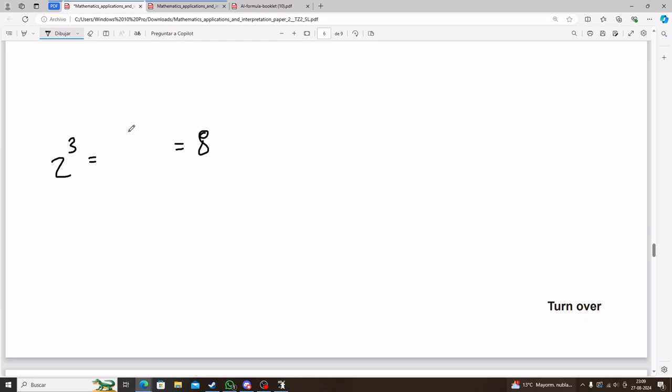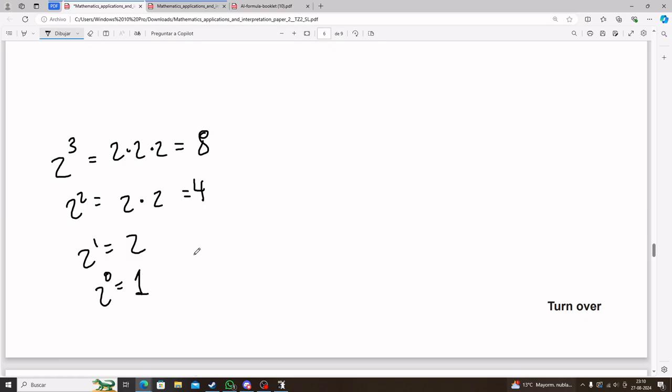Because 2 to the power of 3 is 2 times 2 times 2. 2 squared is 4 because it is 2 times 2. 2 to the power of 1 is simply 2, right? And 2 to the power of 0, well, you got taught in school that anything to the power of 0 is equal to 1, so you're going to put it as 1. Now, right here, ladies and gentlemen, there is a sort of pattern that we can identify.